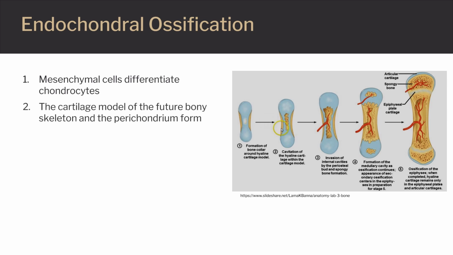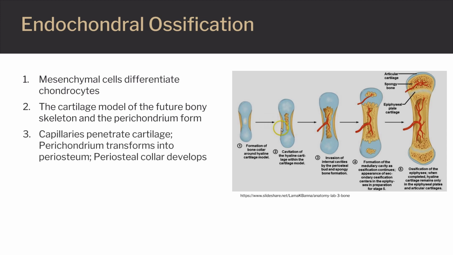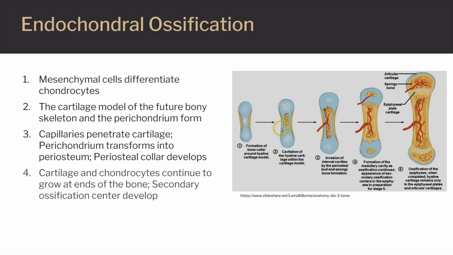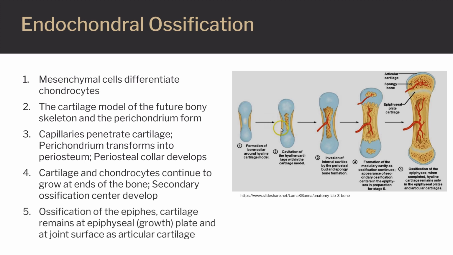1. The mesenchymal cells differentiate into chondrocytes. 2. The cartilage model of the future bony skeleton and the perichondrium form. 3. Capillaries penetrate the cartilage. Perichondrium transforms into periosteum. Periosteal collar develops. 4. Cartilage and chondrocytes continue to grow at the ends of the bone. The secondary ossification center develops. And 5. Ossification of the epiphyse.